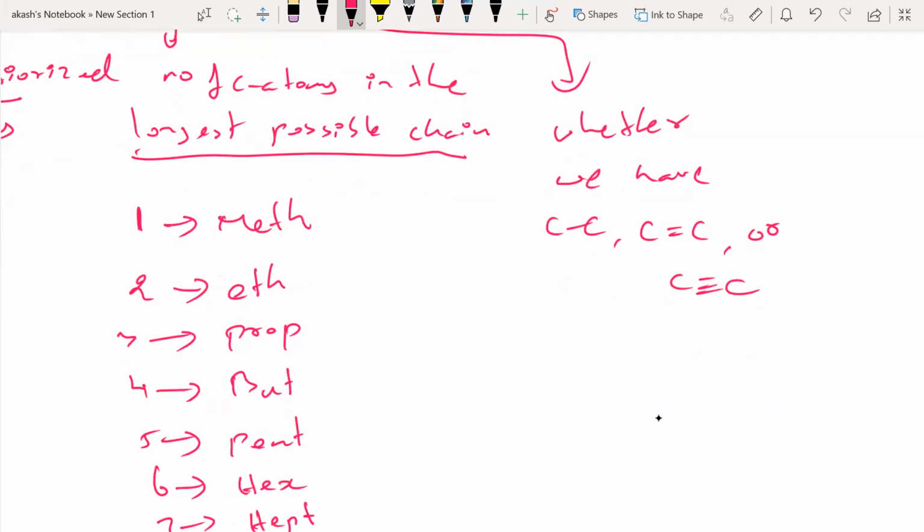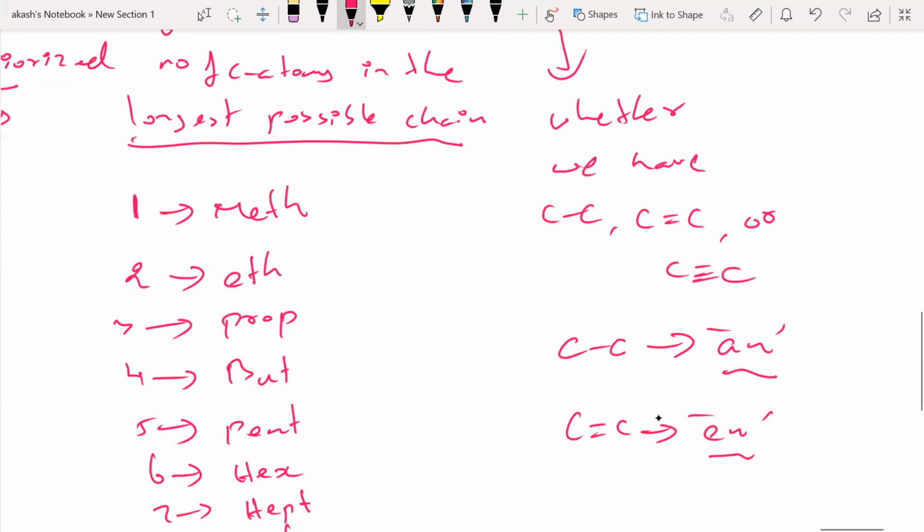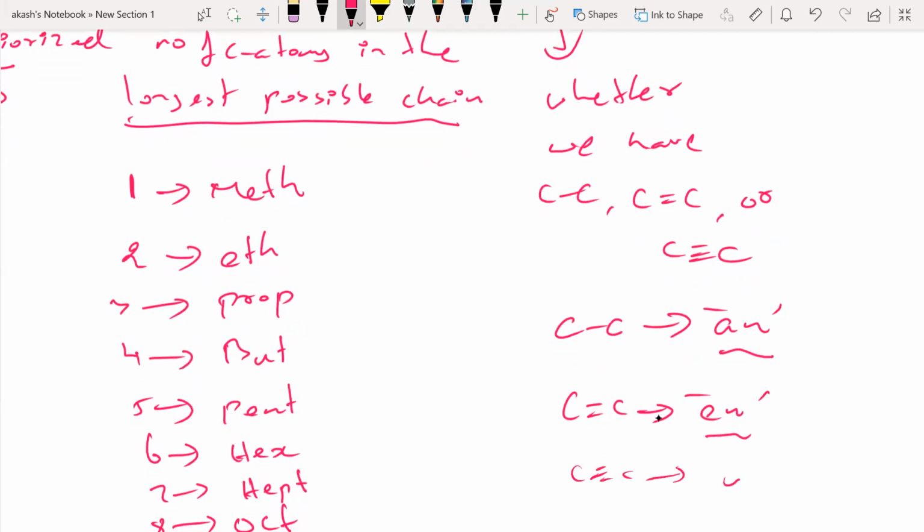You can just give the name also. Say, for example, if you have only C single bond Cs in the compound, the secondary suffix which you'll use is AN. When you have C double bond Cs, you will write the secondary suffix as EN. And when you have C triple bond Cs, you will write it as YN. That's it. These three are the only possibilities. C single bond C means AN, C double bond C means EN, C triple bond C means you will write YN as the secondary suffix.